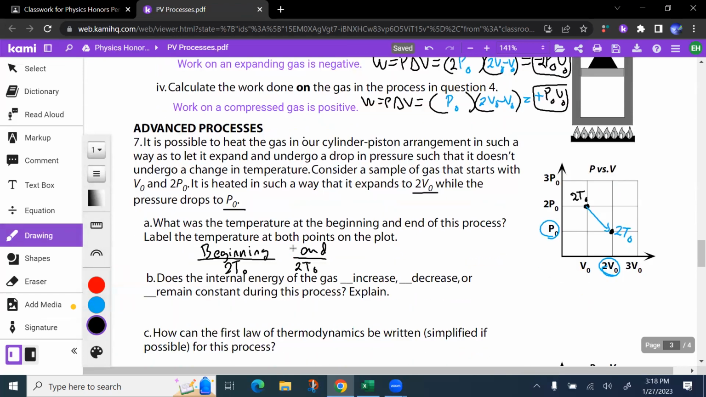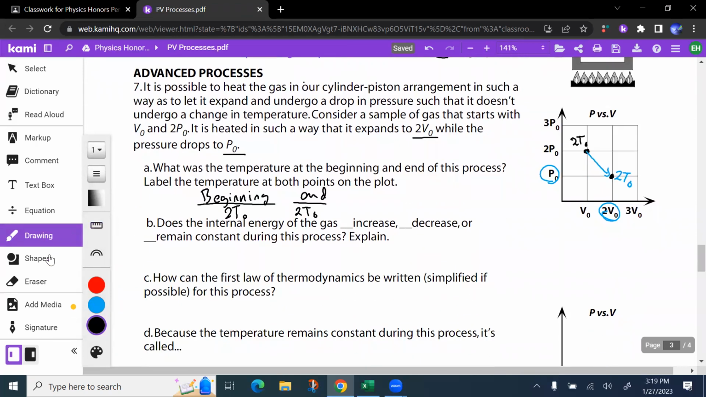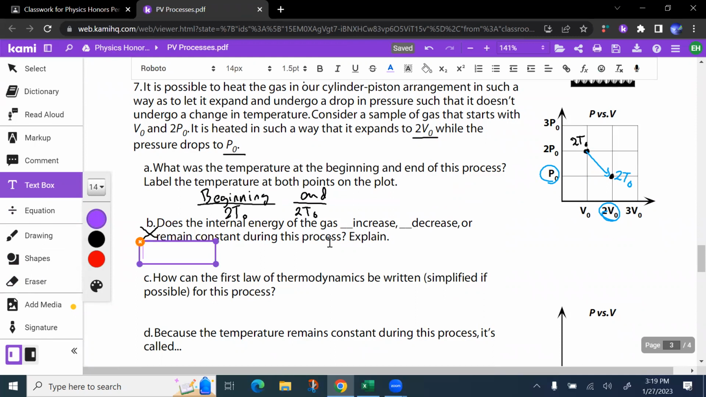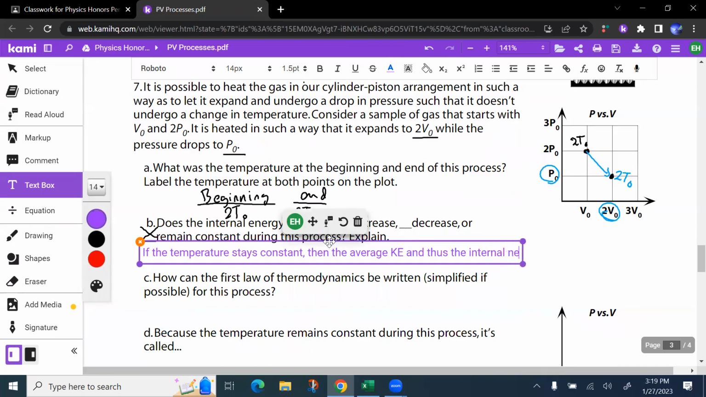Now, does the internal energy increase, decrease, or remain constant? Well, it's going to remain constant, and here's basically why. If the temperature stays constant, then the average kinetic energy, and thus the internal energy, stays constant.